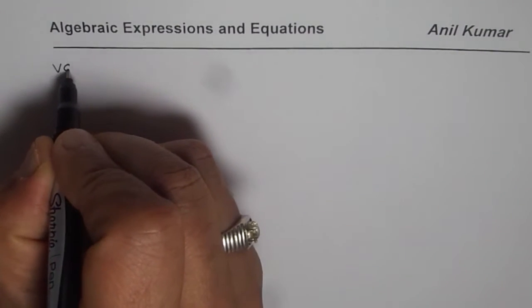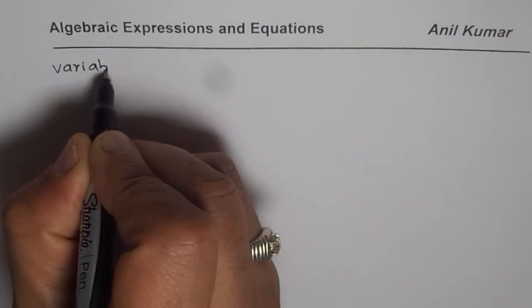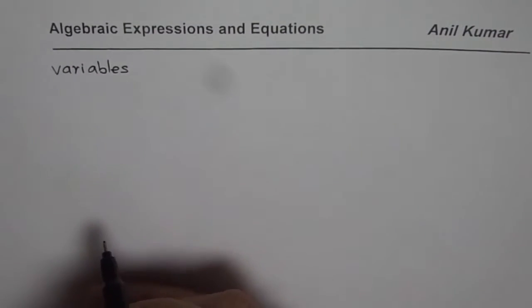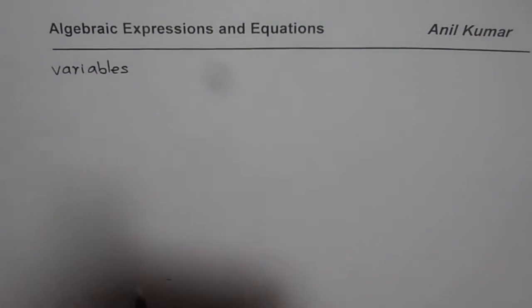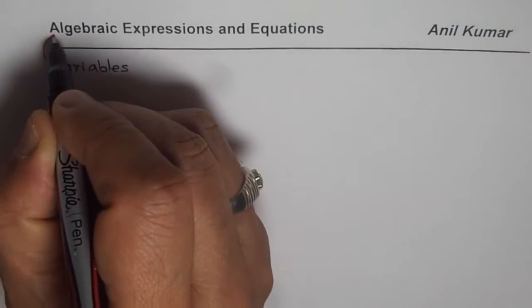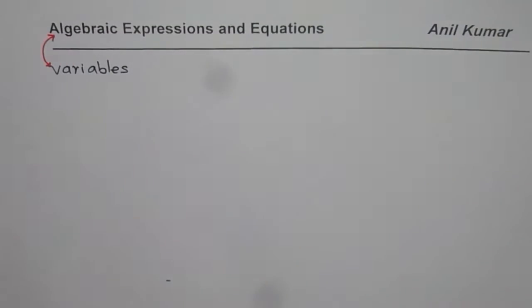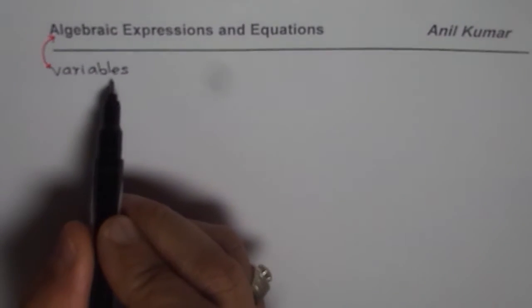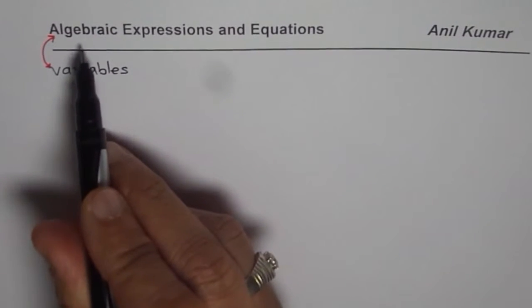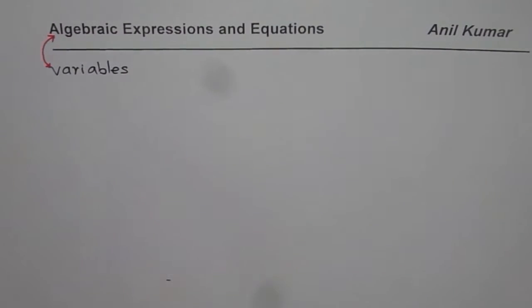Variables are things which can have different values, right? So if I have variables, then we're talking about algebraic. Any expression or equation with variables means algebraic. If the variables are missing in our expressions or equations, in that case it is arithmetic and not algebraic.